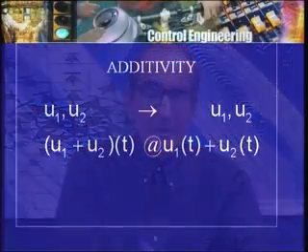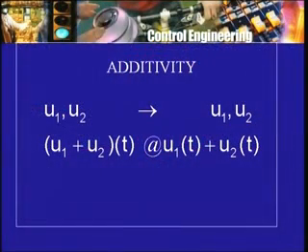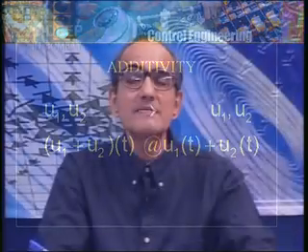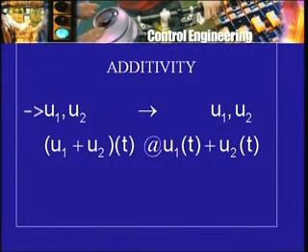The first property is what is called additivity. We will say, or one says, that the Laplace transformation is an additive transformation. What does that mean? Suppose I have two functions of time, one denoted by u1, another denoted by u2. Let us say u1 is some signal, u2 is some other signal.